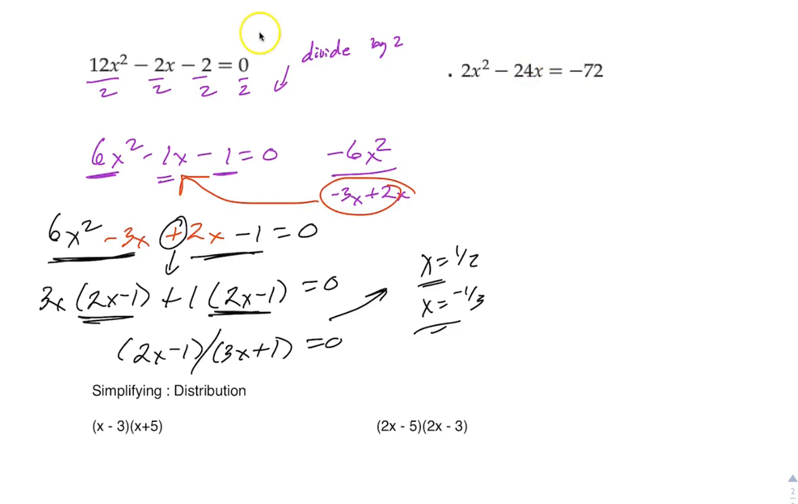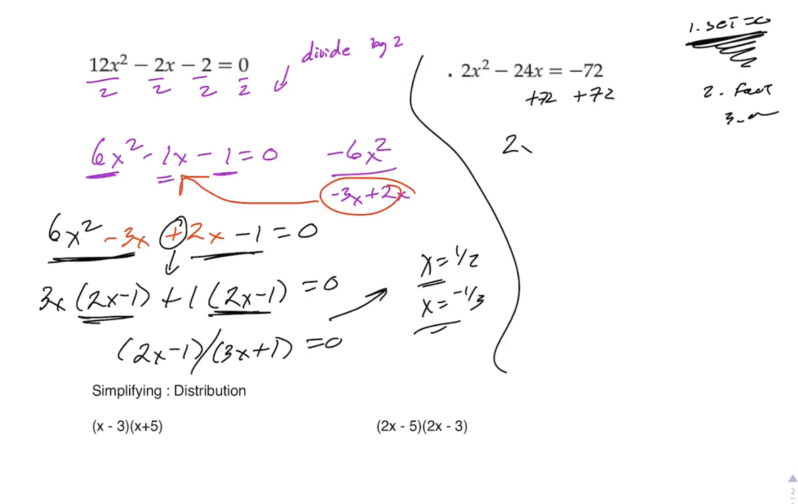Let's look at our last one here of this type. So don't forget our steps. Step 1: set equal to 0. Step 2: factor. Step 3: split and solve. So notice it's not set equal to 0, so we've got to set equal to 0 first. Add 72 to both sides. And I'm going to get 2x squared minus 24x plus 72 equals 0.